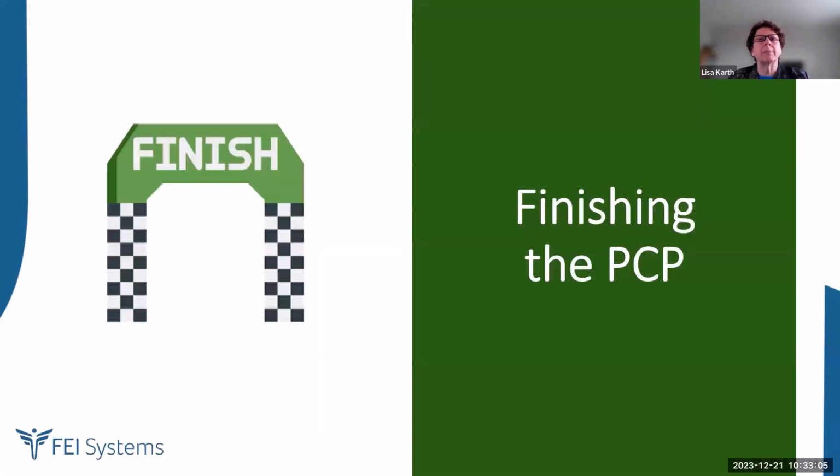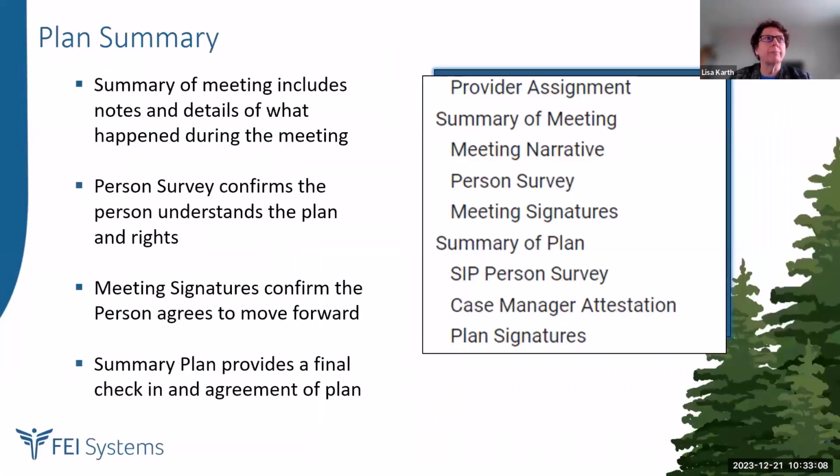So now it's time to start wrapping up the PCP. There's the summary of the meeting and then the summary of the plan, okay? And the summary of the meeting is a check-in with the person to make sure that they understood what occurred during the meeting and they're happy with it. And the summary of the plan is the check-in about the overall plan and making sure the person's received the necessary information. And you can see for both of these, there's a survey for the person, but then there's also signatures that are required.